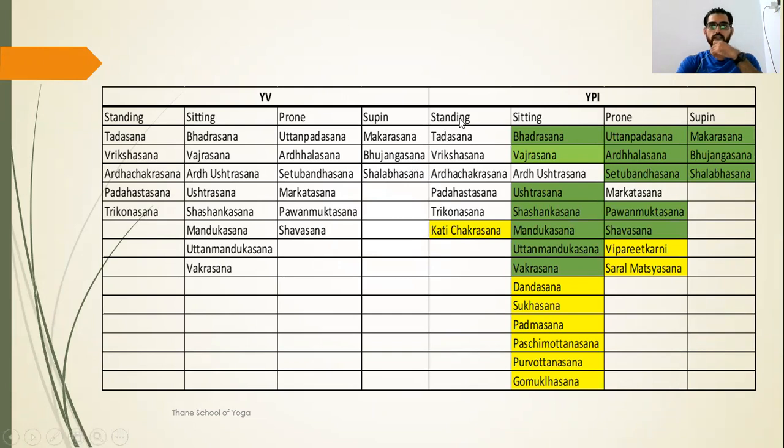So asana has standing, sitting, prone, and supine types. Standing is those asanas which you can do while standing. Those asanas which you can perform while sitting are sitting asanas. Those asanas which you can do lying on your stomach are called prone pose. And any asana which you can do lying down on your back or on your spine is called supine pose.